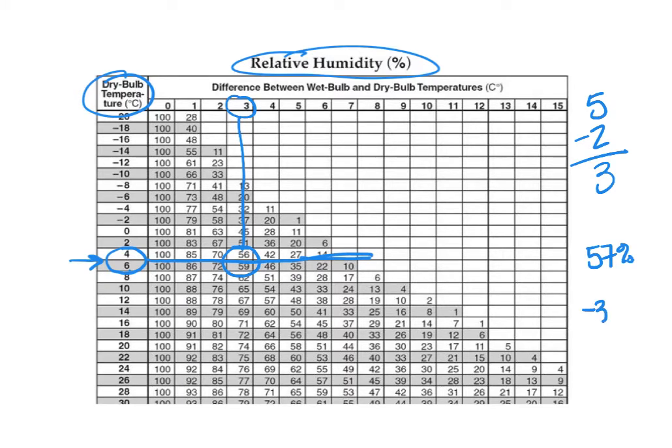If you said -3%, you used the wrong chart. Also, a relative humidity cannot be less than 0%, so you should have figured that one out. If you said 71%, you have to be careful. Either you forgot to subtract and you used the wet bulb temperature. You used 2 and followed that down, and that's how you got 71%.